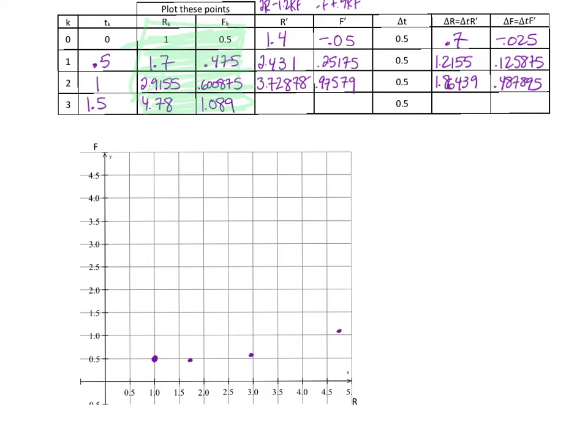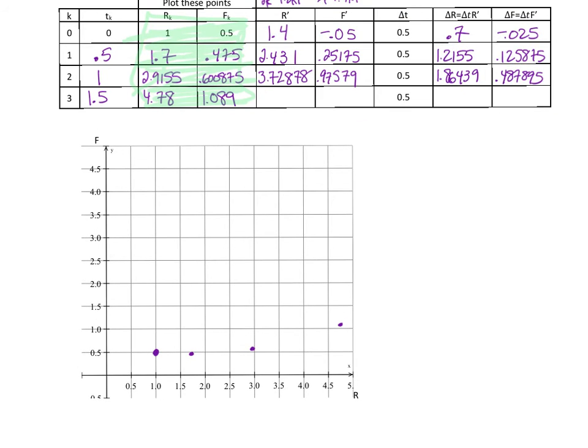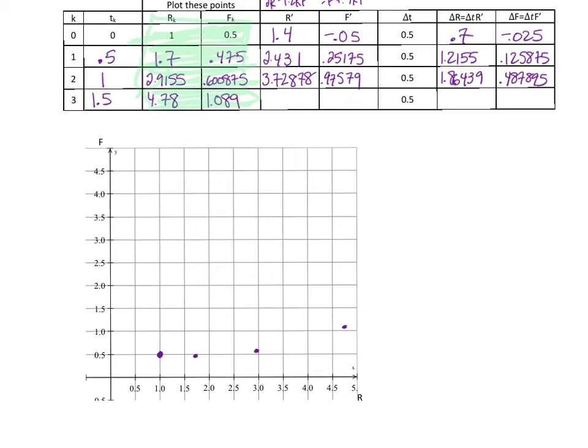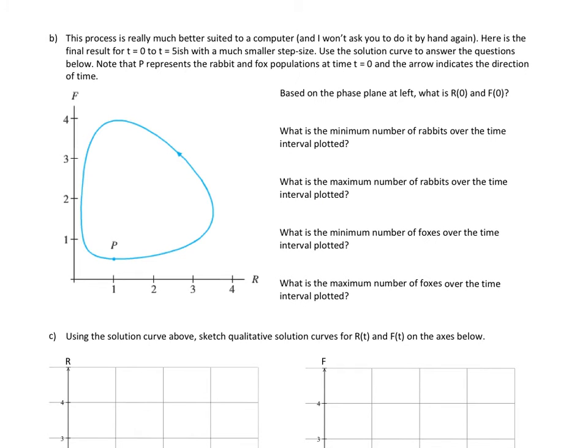This is a really tedious process, much better suited to a computer that can do a smaller step size and many, many more steps. Sort of follow that same curve. If we were to connect these, and then you keep going, it makes this curve. I won't ask you to do that by hand again. I just want to make sure that you can really understand what's happening.